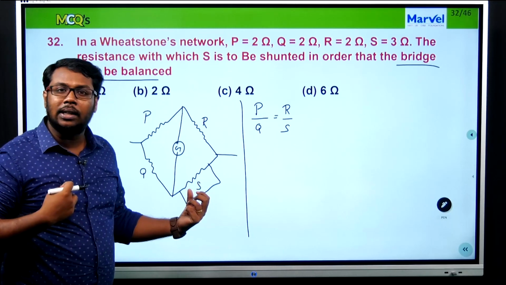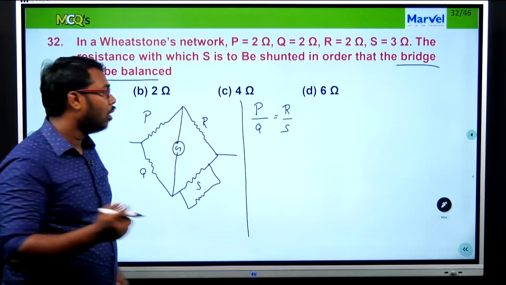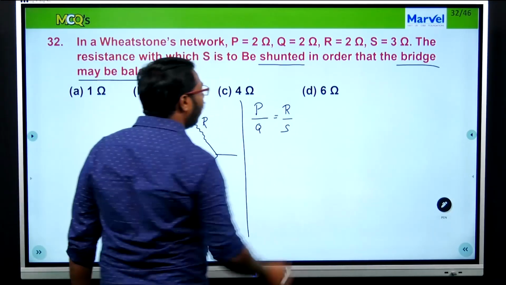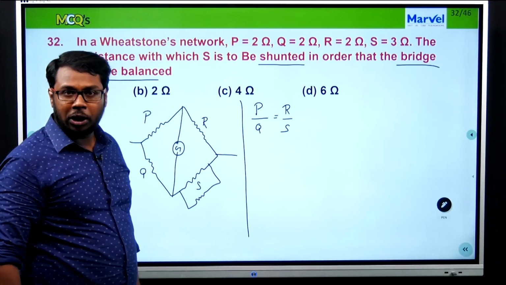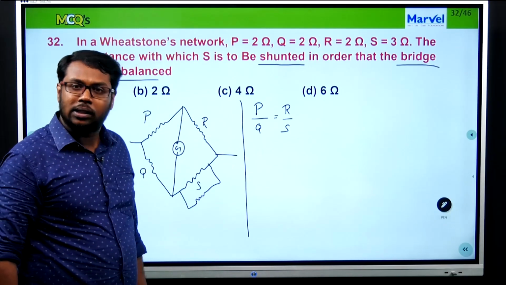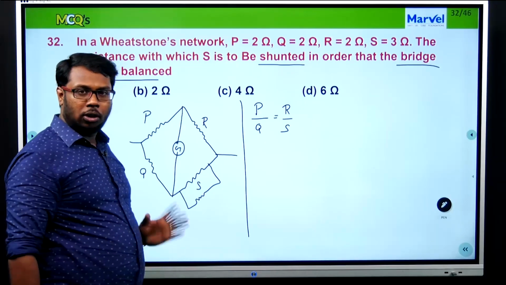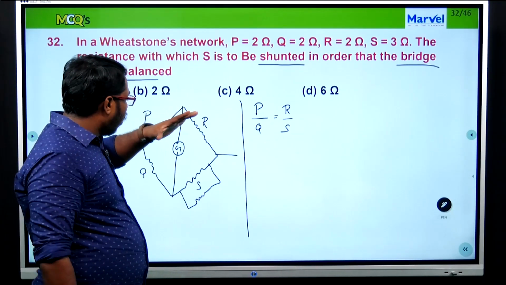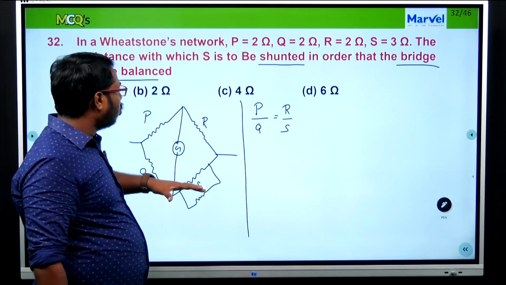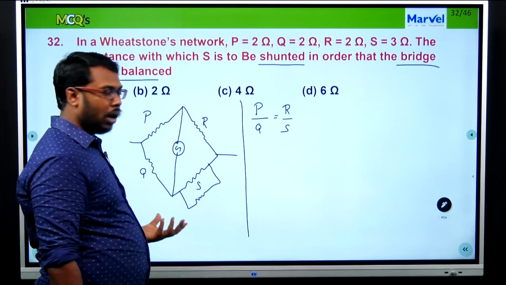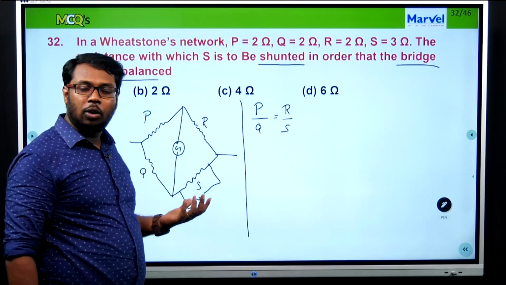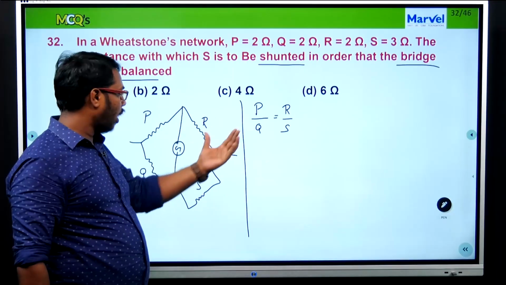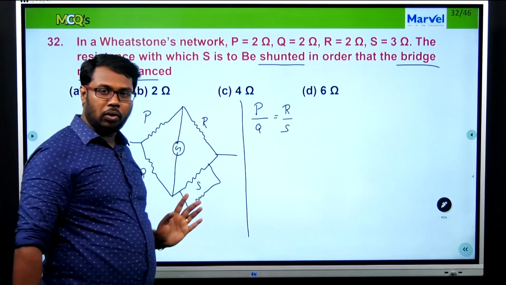How did I understand that I am supposed to connect it in parallel? Because they are using a word called shunted. Shunting means you are connecting a resistance in parallel like this. So the question is, what type of resistance are you supposed to connect in parallel so that you get the equal value on both sides of this equation?